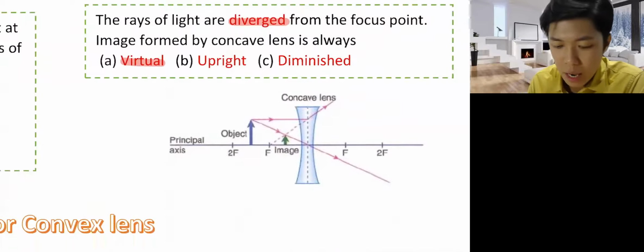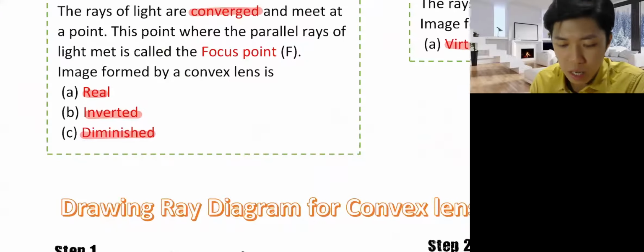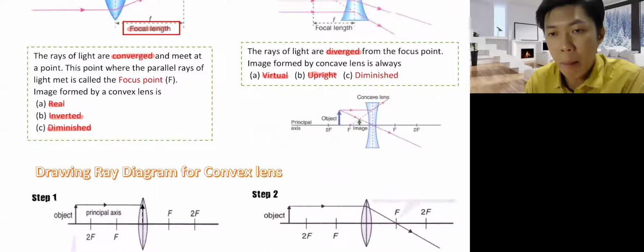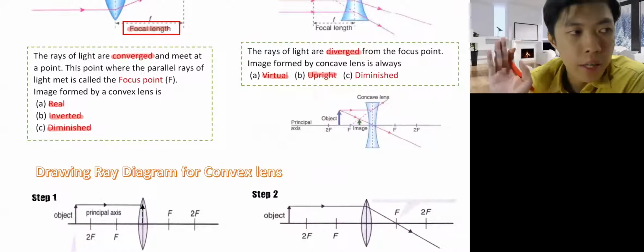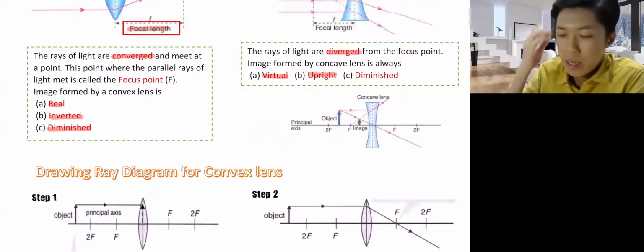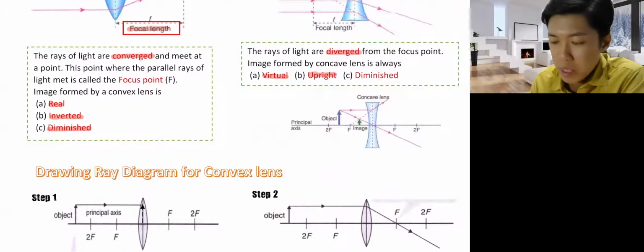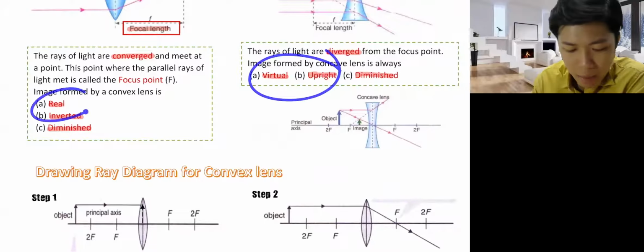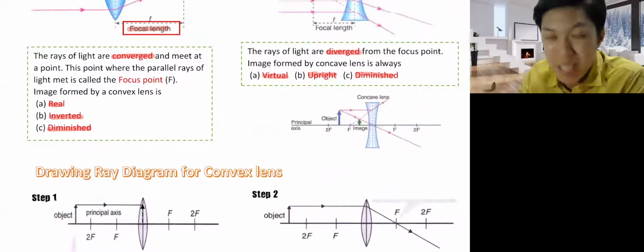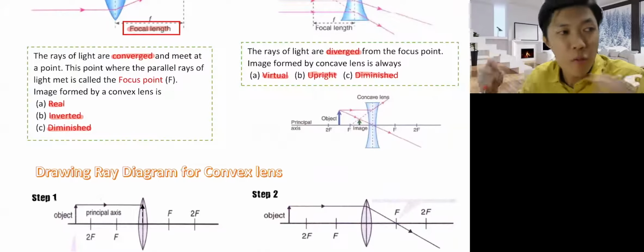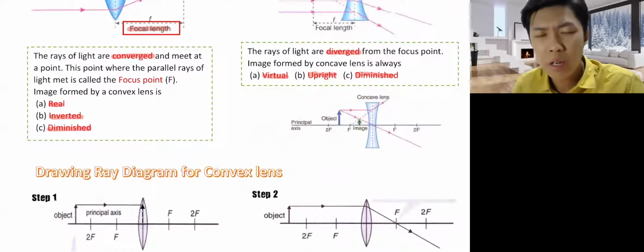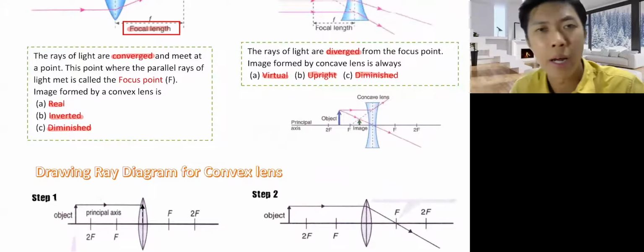And then upright is the opposite of inverted. Upright means standing straight. Inverted means upside down. Diminished means becoming smaller. Again, size, it depends. But the first two, you must remember now. Put it into your head now. Convex: real, inverted. Concave: virtual and upright.